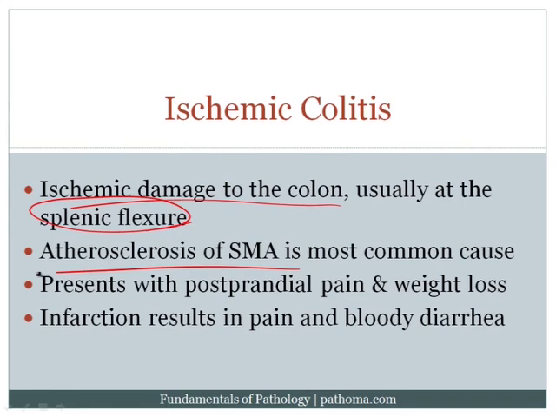Now, if you get atherosclerosis of the SMA, let's pretend that this is the SMA and you've got atherosclerosis, now you're going to be decreasing the blood flow, and when you decrease the blood flow, the area that's furthest away, at the very, very most distal end of that blood supply, is where you're going to get signs of ischemia. And it happens to be that the splenic flexure is the very last thing fed by the SMA. And so that's where the damage would tend to occur.